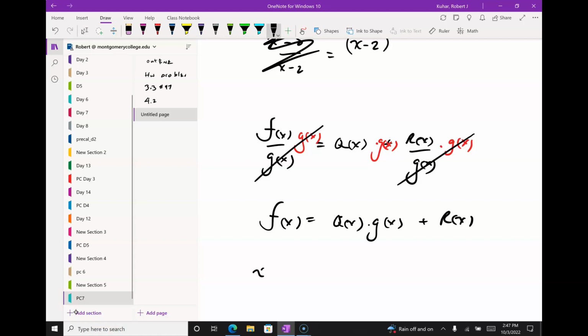And what did I have? I had x cubed minus 8 here. Then I had, tell me, x squared plus 2x plus 4 times x minus 2 plus 0, right? So forget the plus 0. So tell me now, what did I just do with x cubed minus 8?